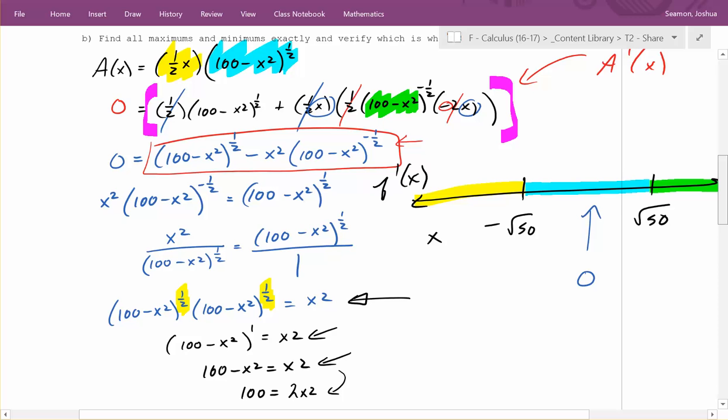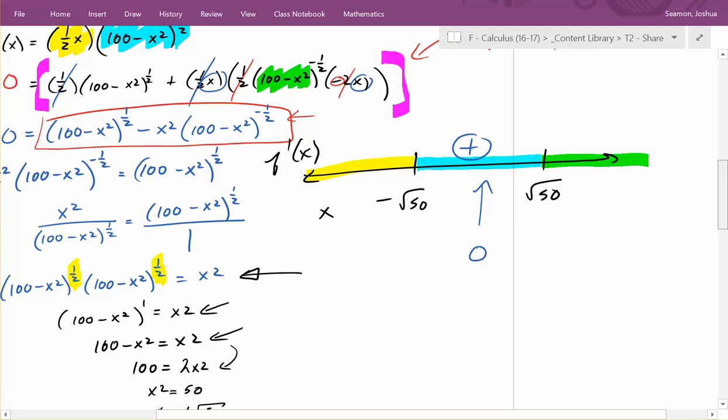Now we need to pick a number that we can plug in that's to the left and to the right. Let's go positive. How big is root 50 about? 7 something, because 7 times 7 is 49, so it's a little over 7. We can't do less than 7, we can't do 7, we should pick maybe 10. Let's do the green first.